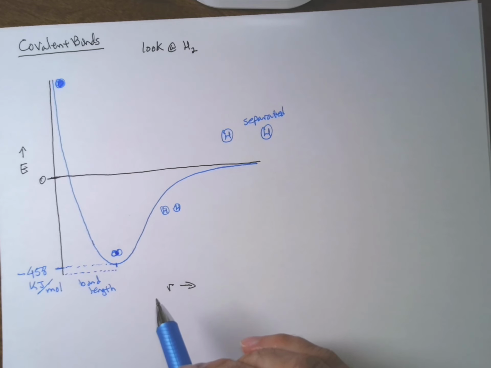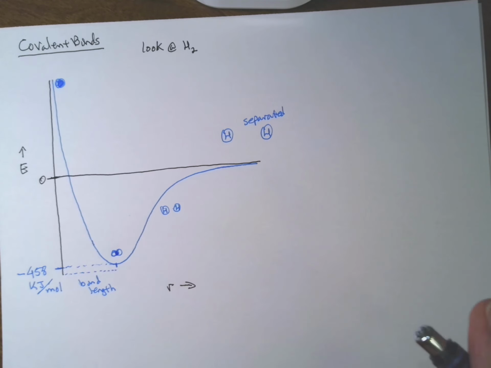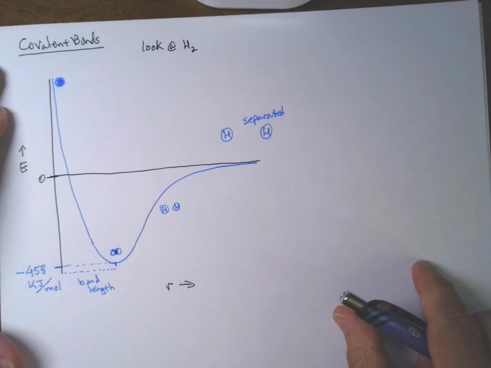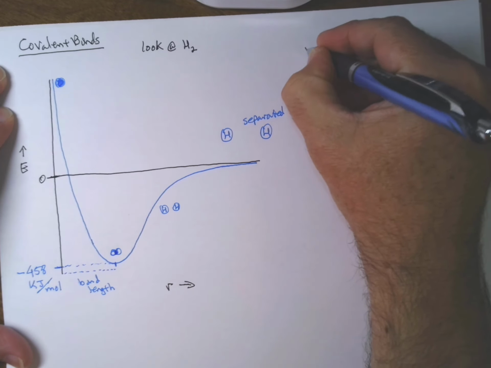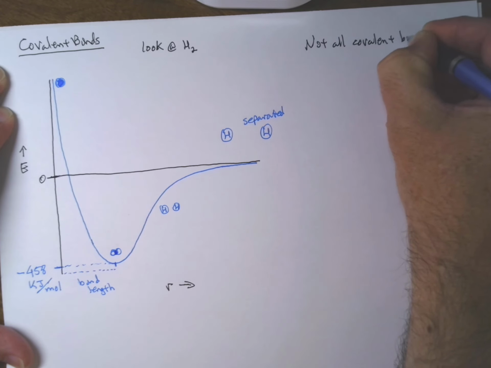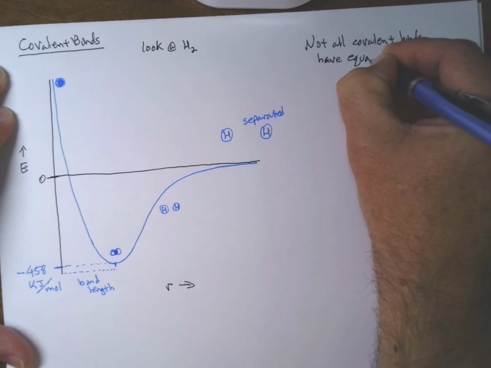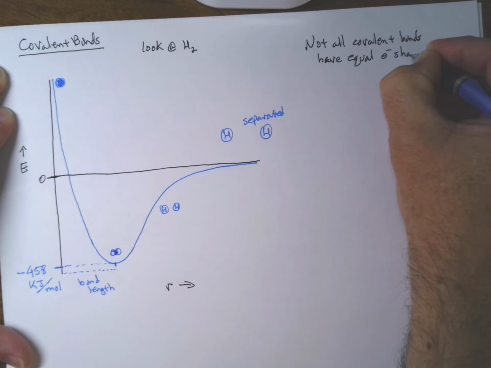Okay. Now, in covalent bonds, not all bonds are created equally. Not all bonds are between the same atom. So not all covalent bonds have equal electron sharing.